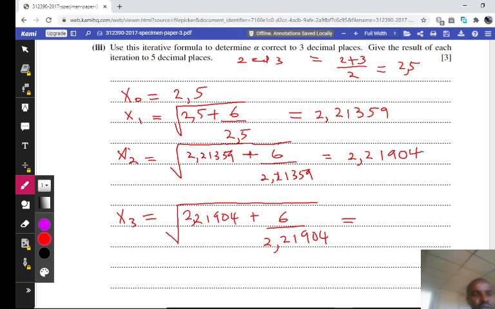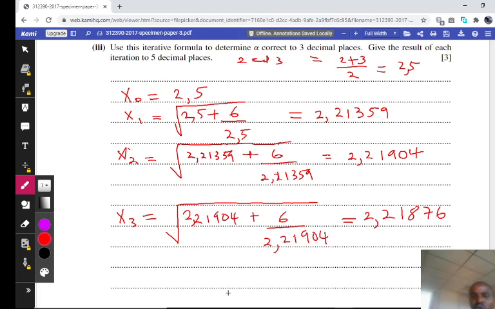2.21904. 2.21904. Then you get 2.21876. Right, let's check. Maybe we found our root. It's supposed to be to 3 decimal places. If you round off to 3 decimal places, you get 2.219. So that's supposed to be our root. Even above here, you get 2.219.